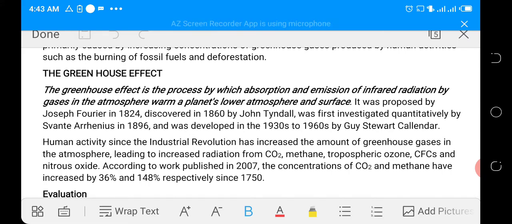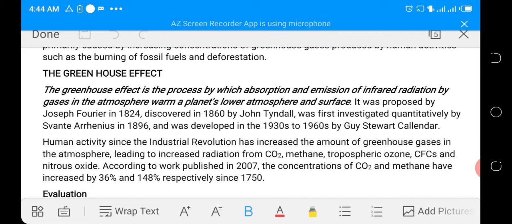It was proposed by Joseph Fourier in 1824, discovered in 1860 by John Tyndall, was first investigated quantitatively by Svante Arrhenius in 1896, and was developed in the 1930s to 1960 by Guy Stewart Callendar.